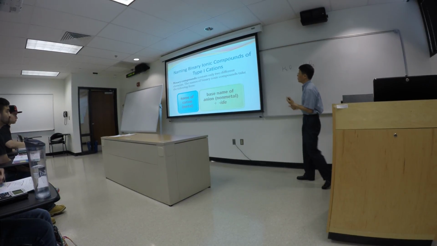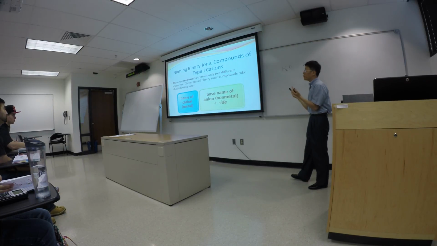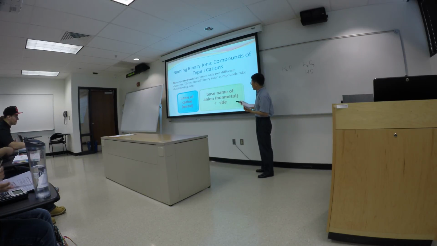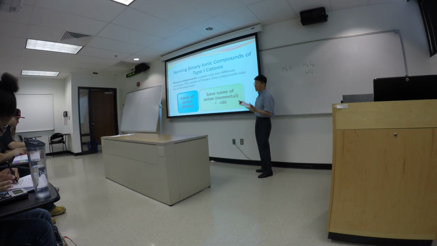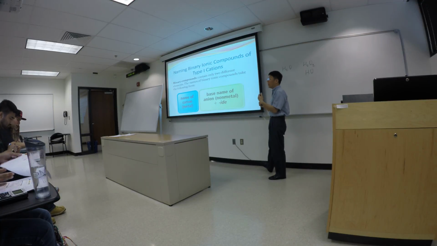For the binary compounds that only have two different types of elements, we use the name of the metal, and then the name of the anion, the base name, the stem name of the non-metal element, plus the -ide. So chlorine will be chloride, oxygen will be oxide, fluorine will be fluoride.